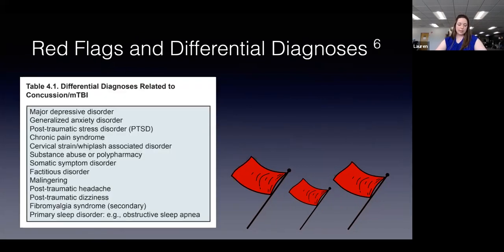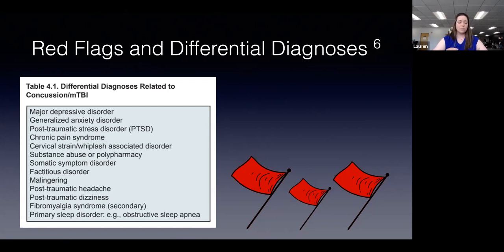This chart was from the guideline for concussion and mTBI for healthcare practitioners. It's a 250-page document if anyone really wants to dive in and read it, but that link is in the references at the end too. These are differential diagnoses related to concussion.